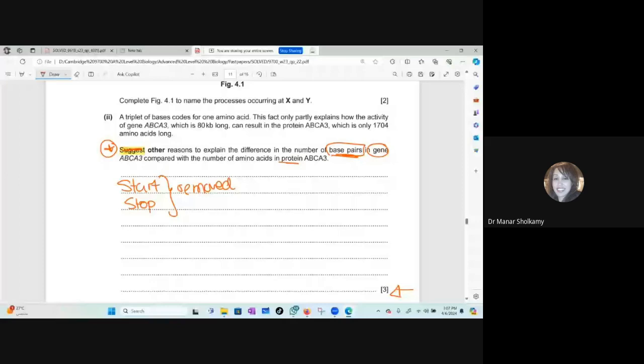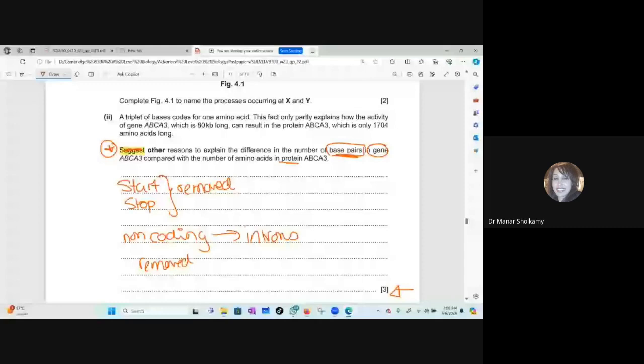What else? During splicing, the non-coding sequences, the introns, are removed. Yes, some base sequences are not coding. We have lots of base sequences, but not all of them code for amino acids. Some of them are non-coding and they're called introns. And these are removed during the splicing before translation is made.